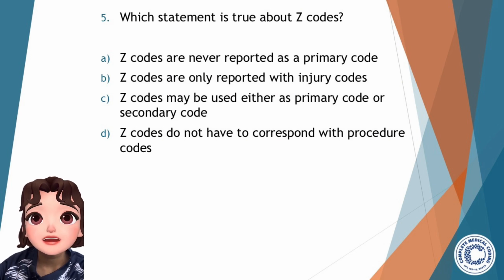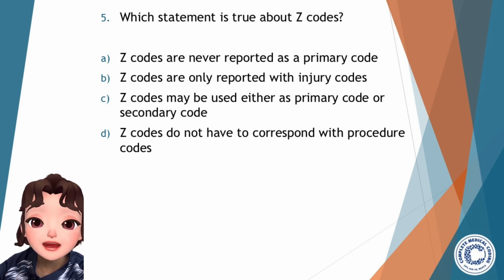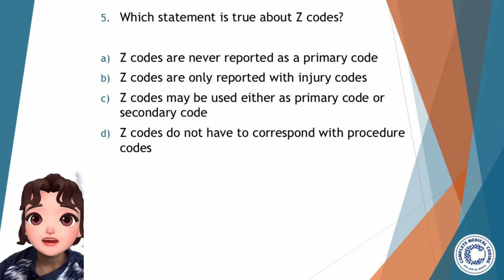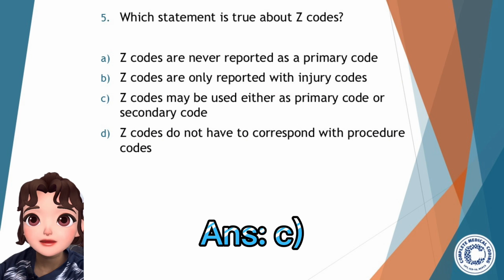Option C, Z codes may be used either as primary code or secondary code. Yes, it depends on the condition. Z codes can be used either as a primary or secondary. It doesn't mean that for anything we can code Z code as primary or secondary up to our wish. No, it's not like that. It depends on the condition. Option D, Z codes do not have to correspond with procedure codes. No. So the correct answer is option C. Z codes can be used either as a primary code or a secondary code, depending on the condition.